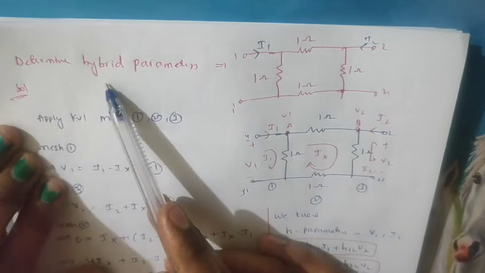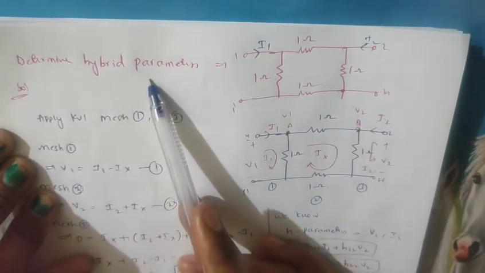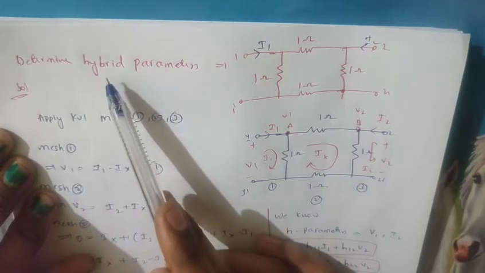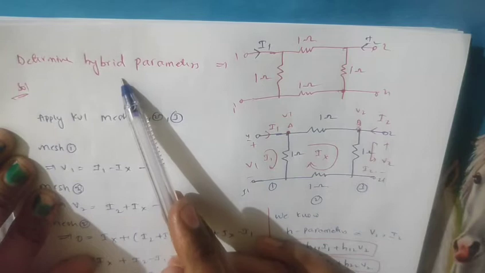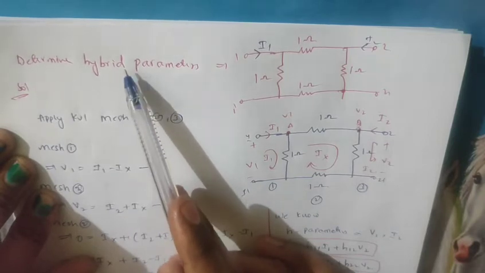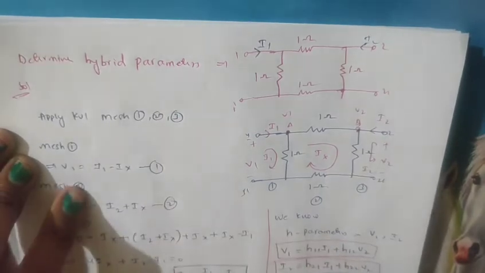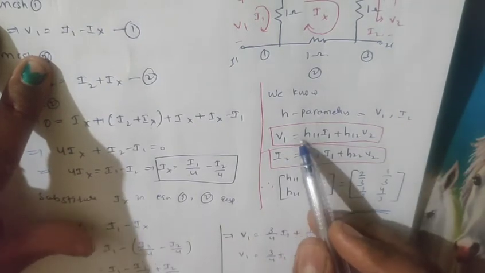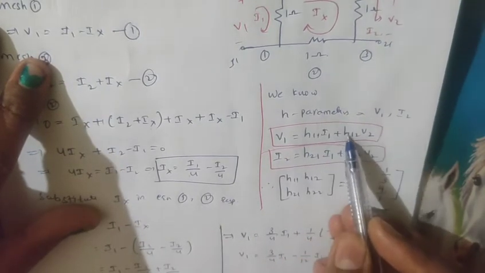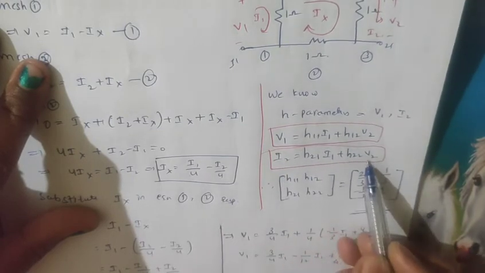First of all, we have to know what the hybrid parameters are. Hybrid is nothing but a mixed combination of parameters. In general, we know the open circuit impedance parameters as well as the short circuit admittance parameters. The combination of those open circuit and short circuit parameters is nothing but the hybrid parameters. The hybrid parameter equations are for V1 and I2: V1 is equal to H11 I1 plus H12 V2, and I2 is equal to H21 I1 plus H22 V2.